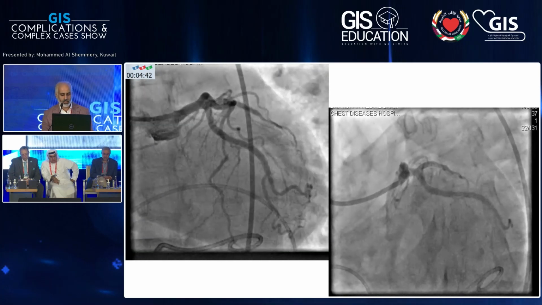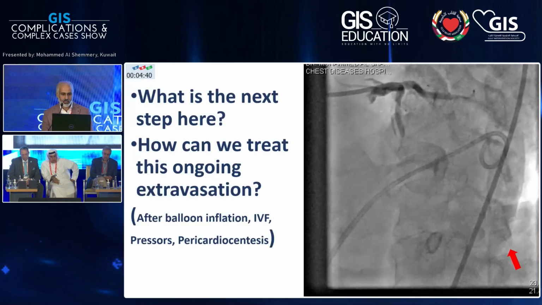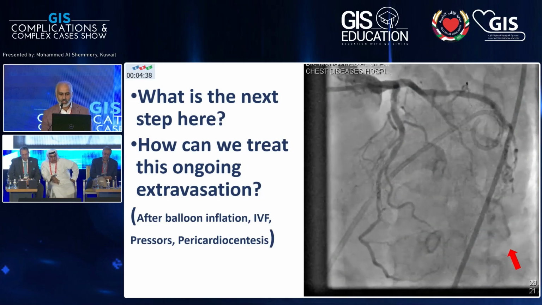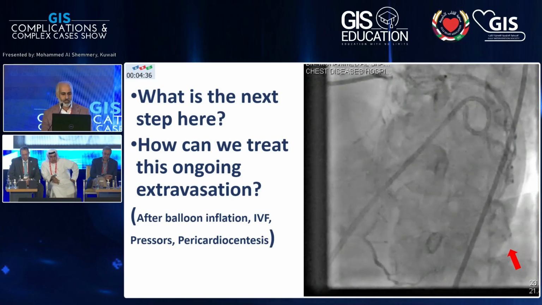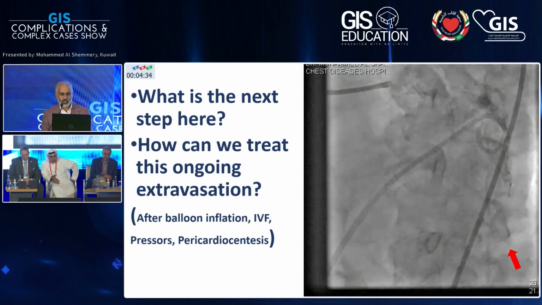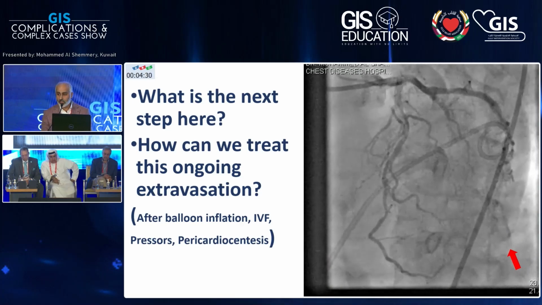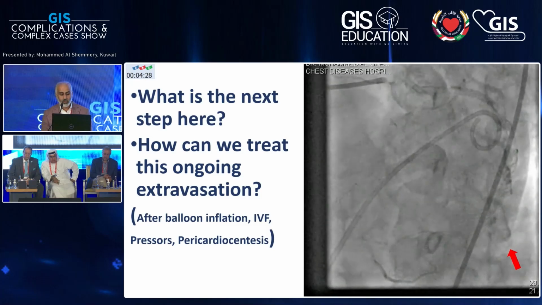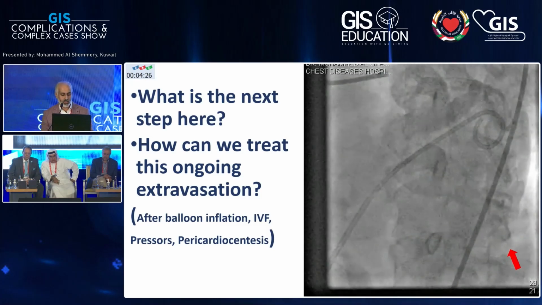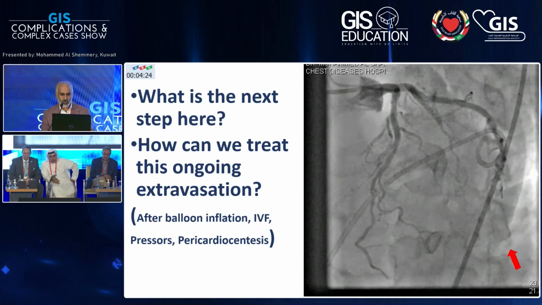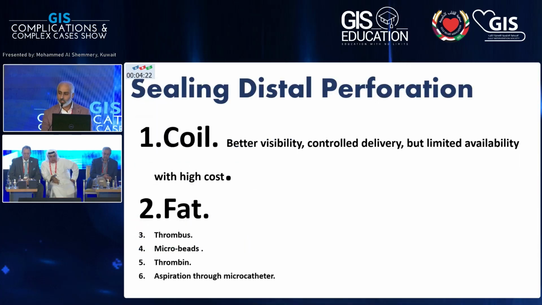Still ongoing extravasation. So this is the fourth decision in terms of this case. After balloon inflation, IV fluids, and pericardiocentesis, the patient now is stable. Which modality to use to seal this perforation? So there are multiple options. The commonest ones are the coils and the fat. And each one of them has advantages and disadvantages.